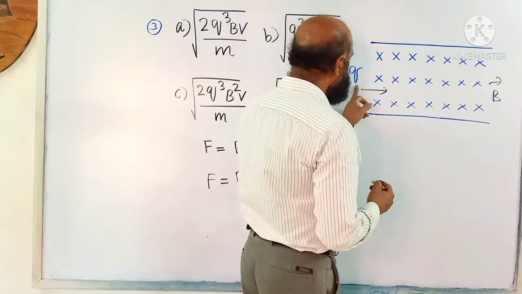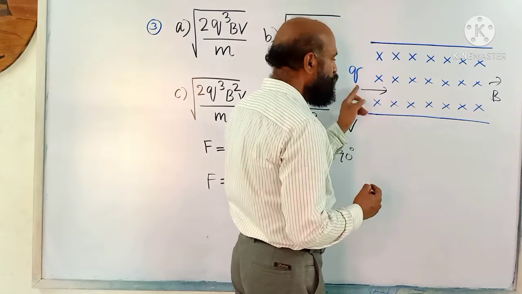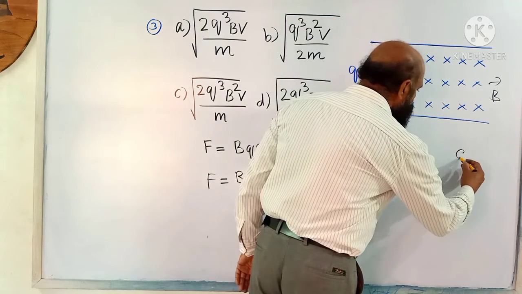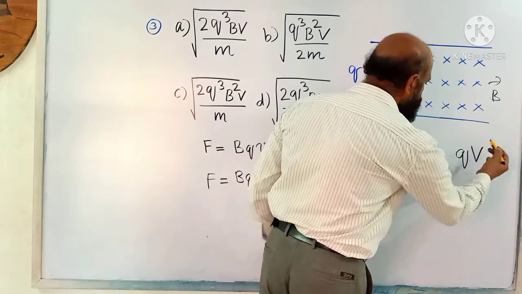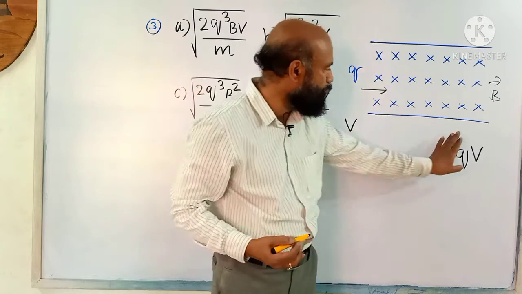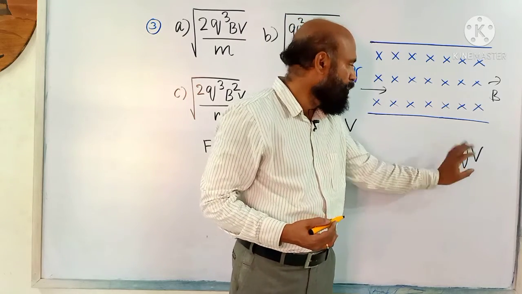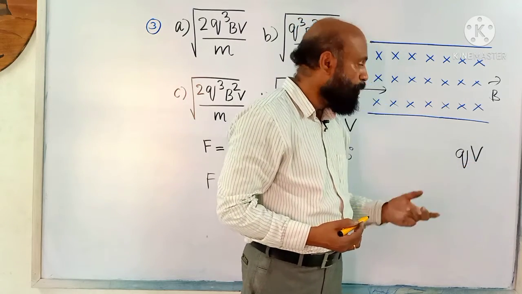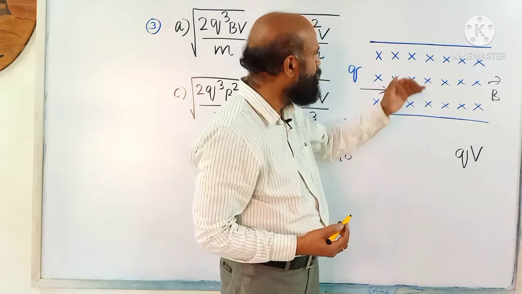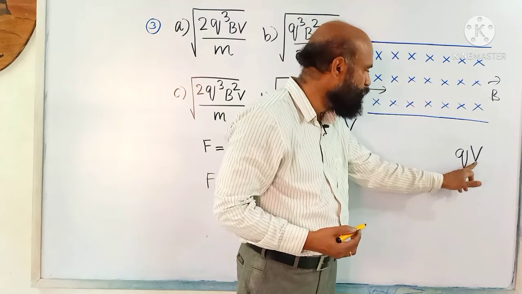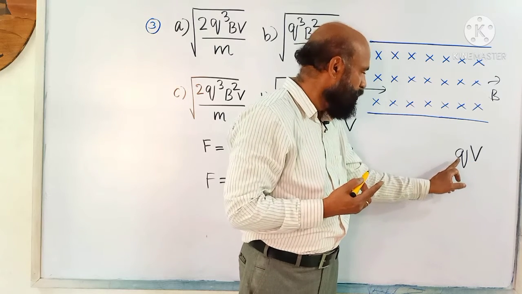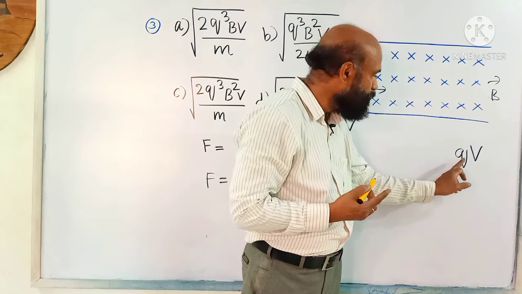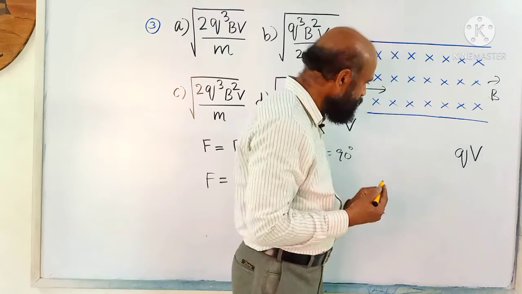Here the charge of the particle is Q, then the work done is QV, where V is the potential difference. Potential difference is the amount of work done to take a unit positive charge from one point to the other point. So the potential difference is V, the work done for unit charge. So the work done for the charge Q is QV.